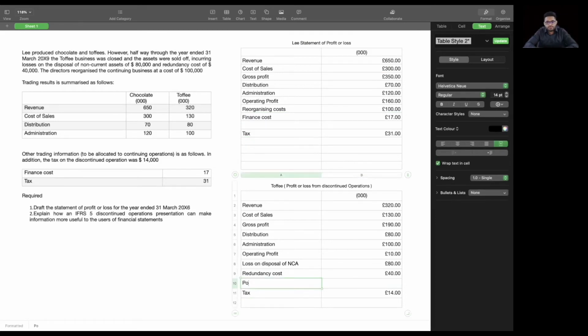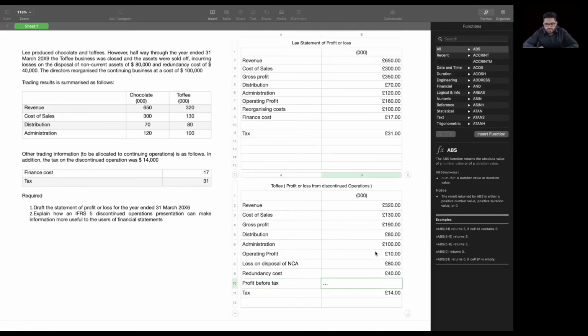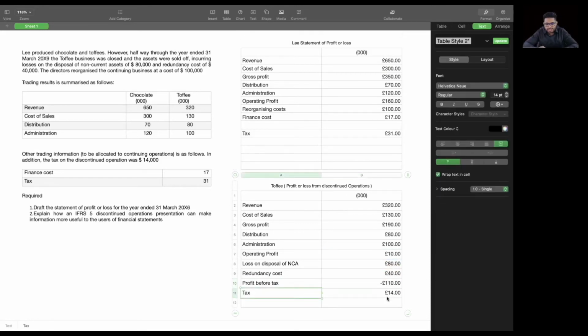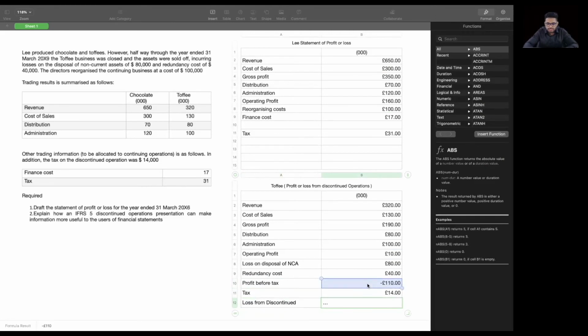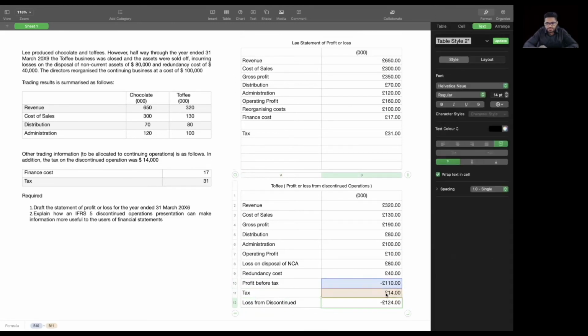So my profit before tax from my discontinued operation can be the operating profit of 10 minus 80 minus 40. So 110 loss, and your loss from discontinued operation is going to be 110 minus 14. So you have a total loss of 124.